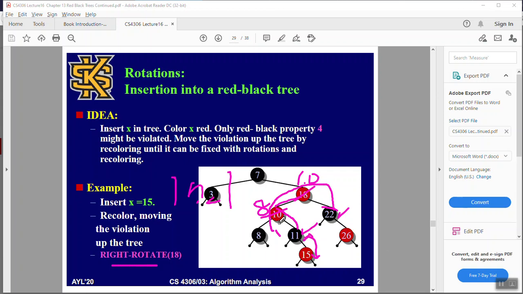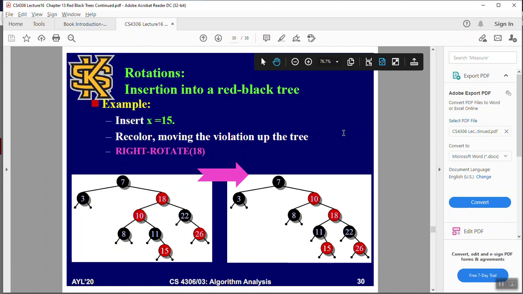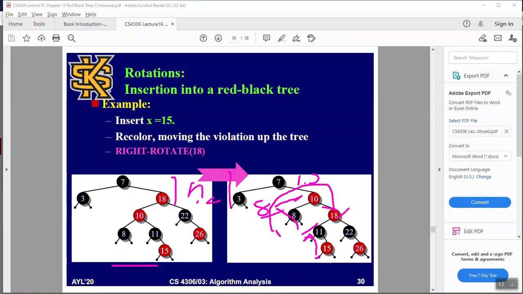It's difficult for me to color, so let's show it on this slide. Here, when you do a right rotation, 10 will go to this position, and 8 will come with 10.